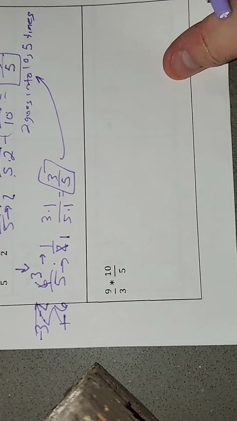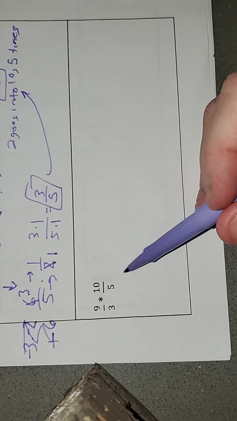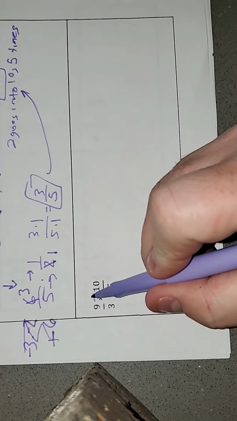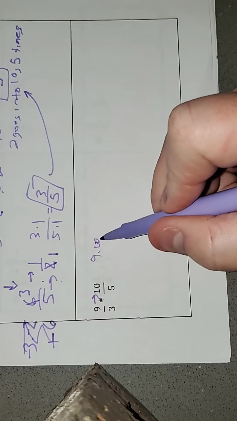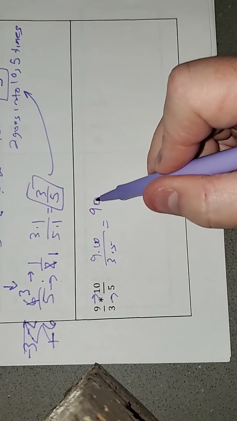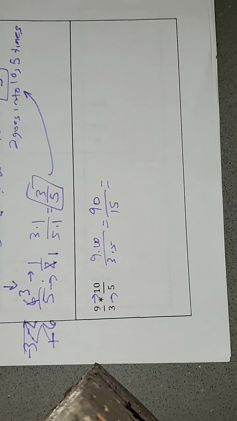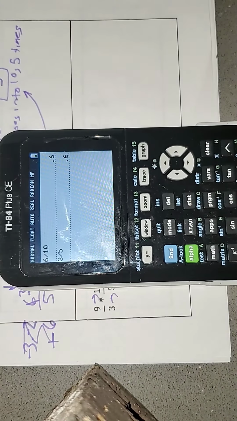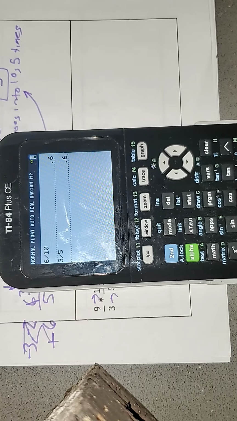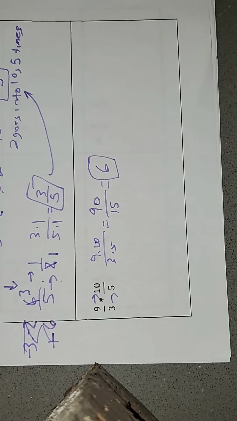Okay, here's our last problem we're going to practice for multiplying fractions. If we straight up multiply this, we get 9 times 10 over 3 times 5. 9 times 10 is 90. 3 times 5 is 15. Now, we can take the calculator and do 90 divided by 15. Oh, that gives us 6. 6 would be our final answer.